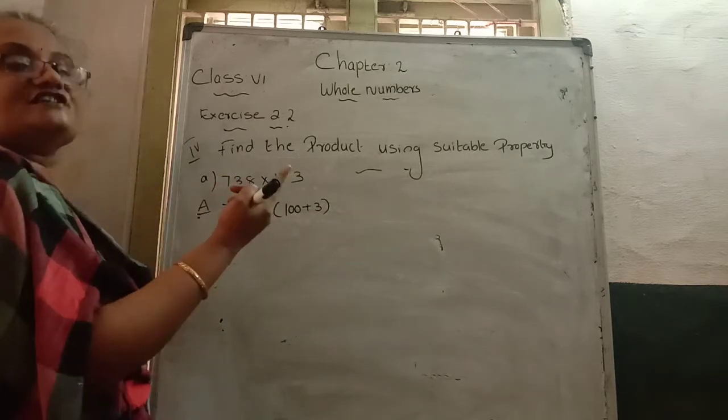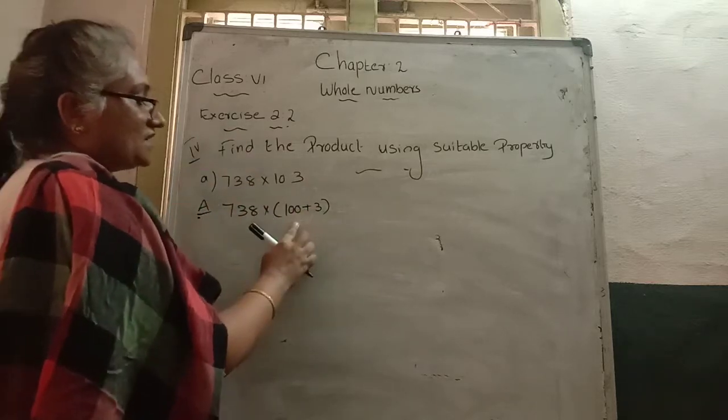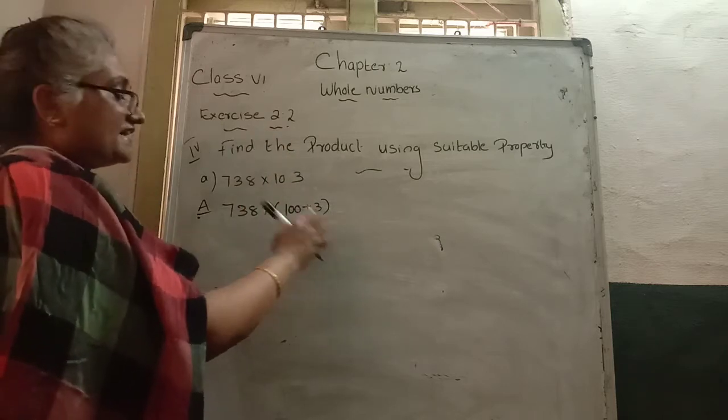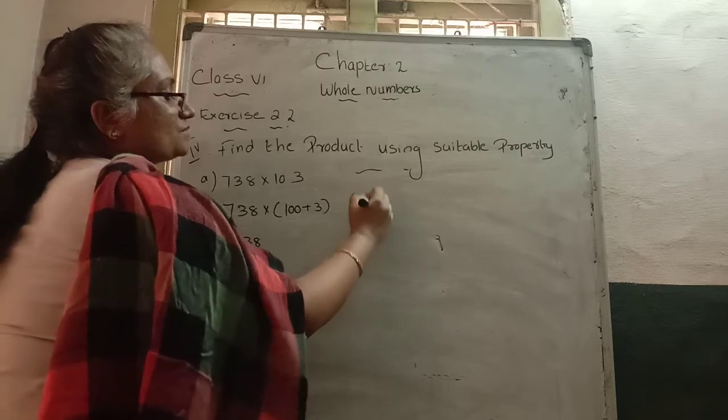Then here we apply the distributive property, which says the outside number is multiplied to the first inside number, and again the outside number is multiplied to the second inside number. That is the property here. Which property do we apply here? Distributive property.